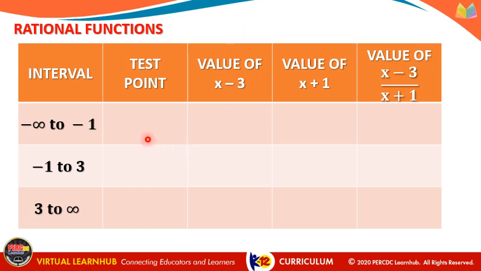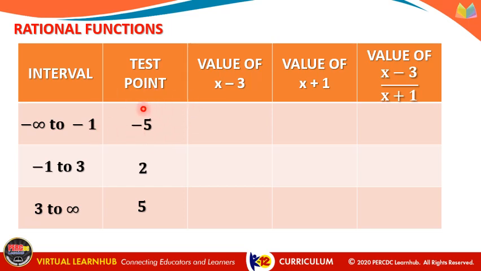Dito sa table natin, sa video natin, I decided nang gamitin nating test point sa interval na negative infinity to negative 1 is negative 5. By the way, kung mamimili ka ng test point, huwag mong piliin yung mismong endpoints. Huwag mong piliin yung negative 1, huwag mong piliin yung 3. Basta pili ka lang ng number sa gitna. Okay, moving on. Pili tayo ng isang number from negative 1 to positive 3. So, let's say positive 2. And lastly, pili tayo ng number between 3 to infinity. Kunyari, positive 5.